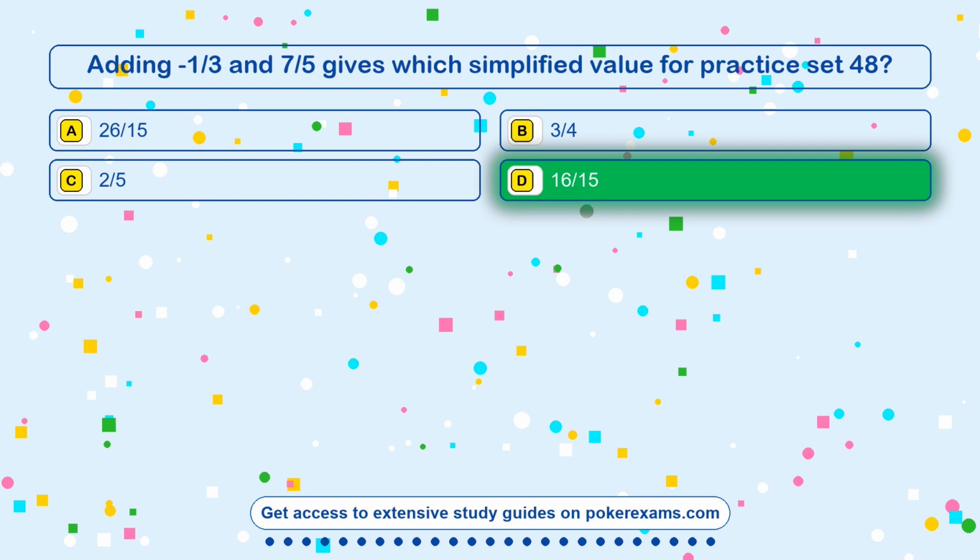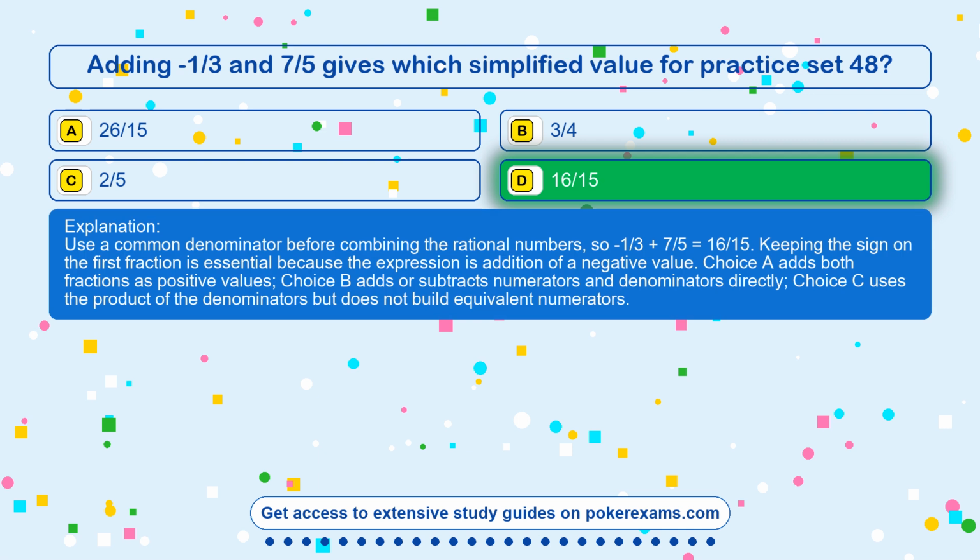The correct answer is option D, 16/15. Use a common denominator before combining the rational numbers, so -1/3 plus 7/5 equals 16/15. Keeping the sign on the first fraction is essential because the expression is addition of a negative value. Choice A adds both fractions as positive values, Choice B adds or subtracts numerators and denominators directly, Choice C uses the product of the denominators but does not build equivalent numerators.